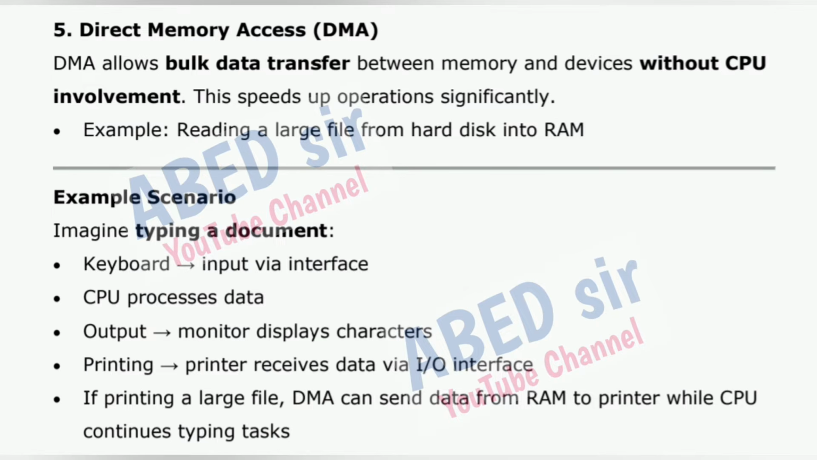Example scenario. Imagine typing a document. Keyboard input via interface, CPU processes data. Output: monitor displays characters. Printing: printer receives data via I/O interface. If printing a large file, DMA can send data from RAM to printer while CPU continues typing tasks.